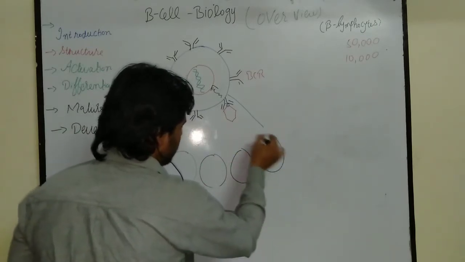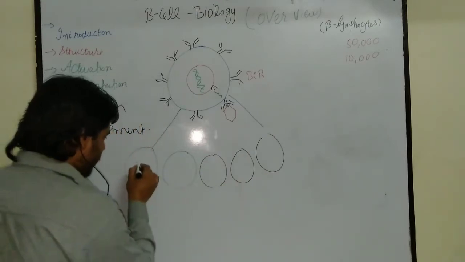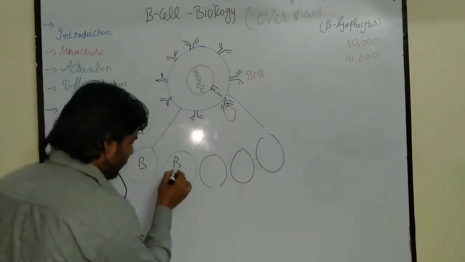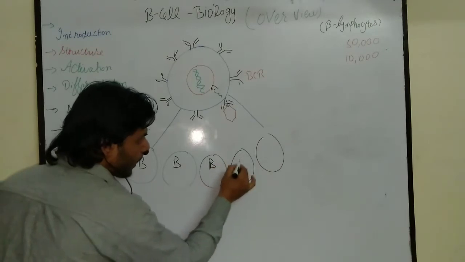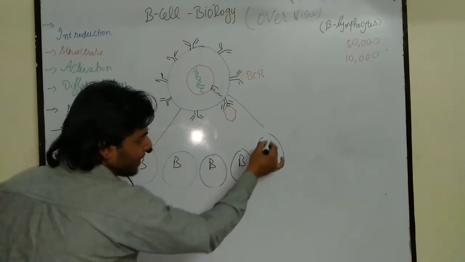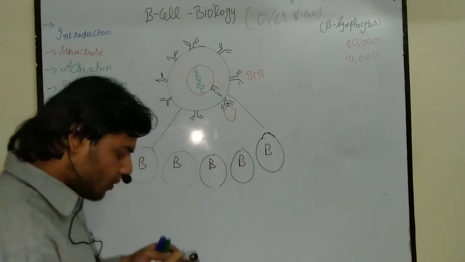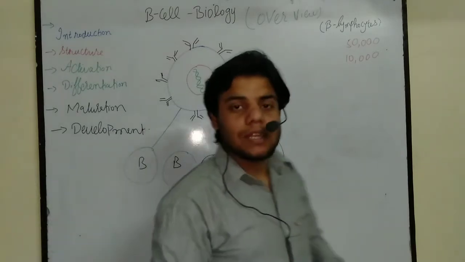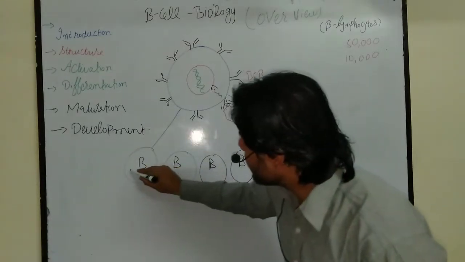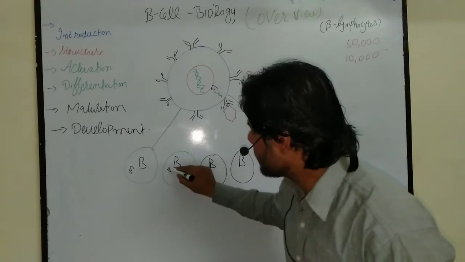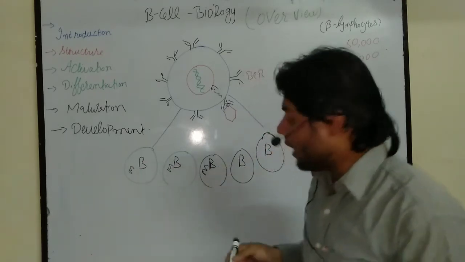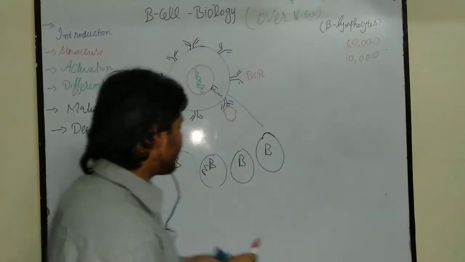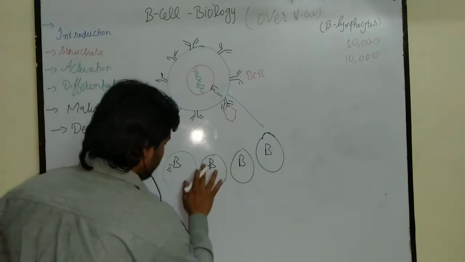So let's suppose these are the B cells. But remember guys, among these B cells there are some B cells which we call memory B cells, as you can see. And there are some cells which we call effector B cells.